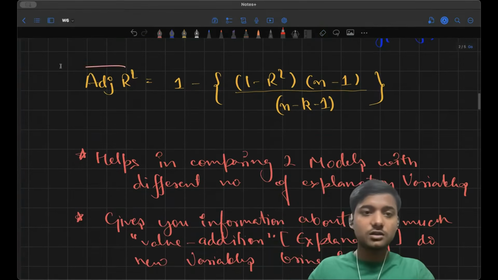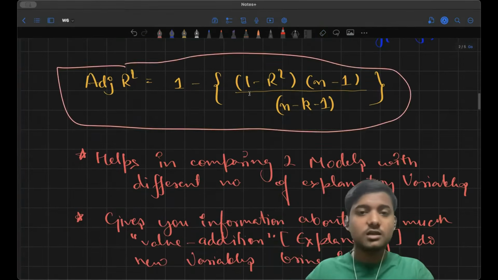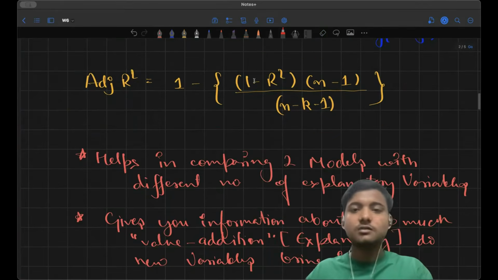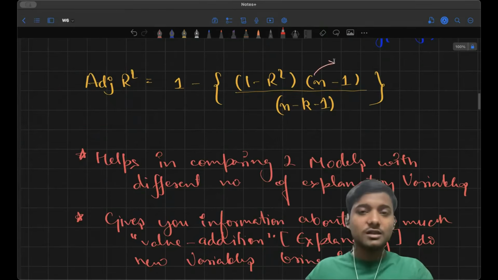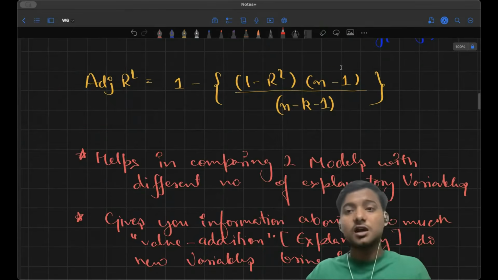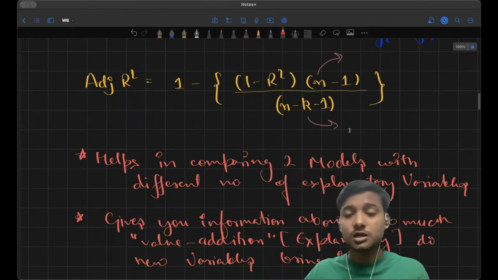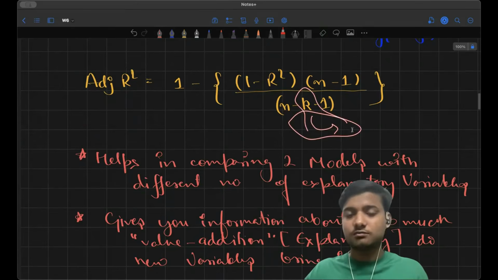So this is what the formula for adjusted R square would look like. 1 minus this entire fraction: 1 minus R square, times n minus 1, over n minus k minus 1. n is your number of samples. Let's say I have 100 rows, 200 rows. So this n is going to be that. k is going to be the number of explanatory variables. So this is what you should remember. This k is the number of explanatory variables.